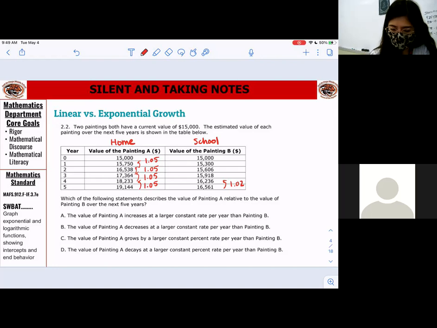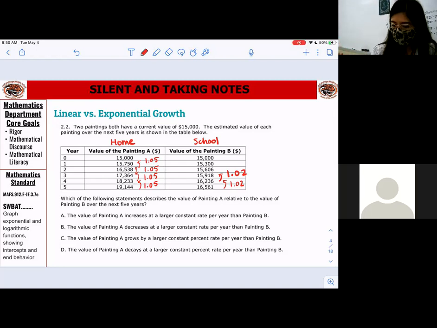So the first one, 16,561 divided by 16,236. It's 1.02. So that one's good. The next one, 16,236 divided by 15,918. I got 1.0199. But does that number stay like that or does it round up? It rounds up. So it's still 1.02. Okay, so even if it's a little bit different, as long as you can round it to the same number, you're good. Does that make sense?